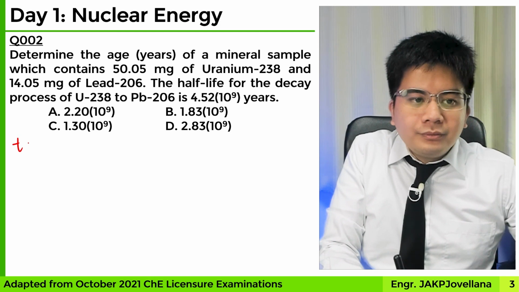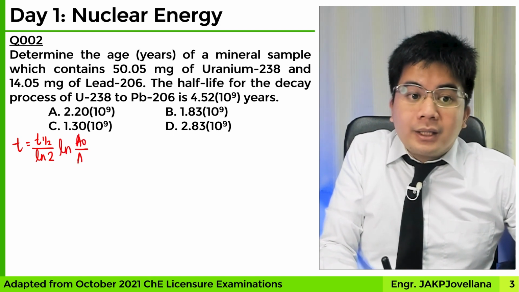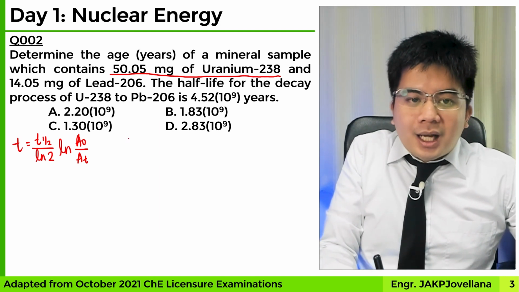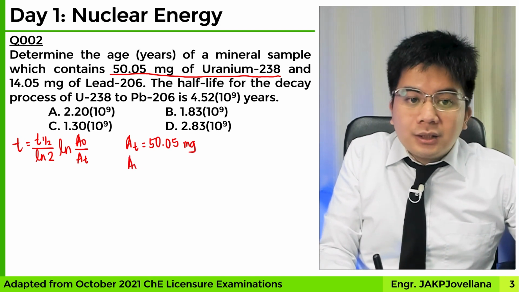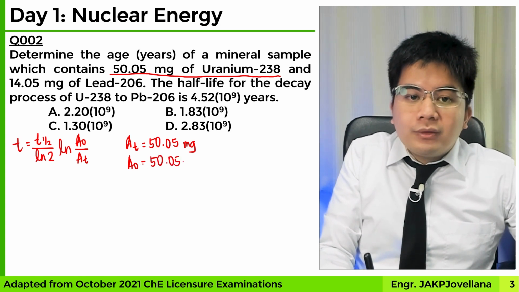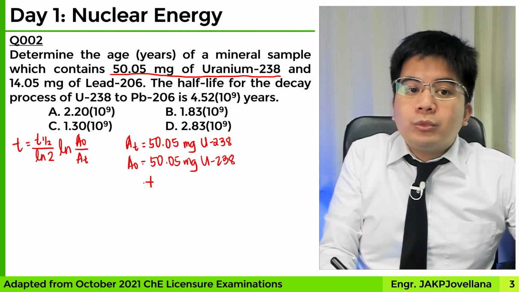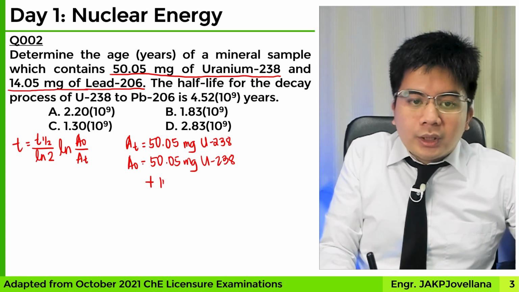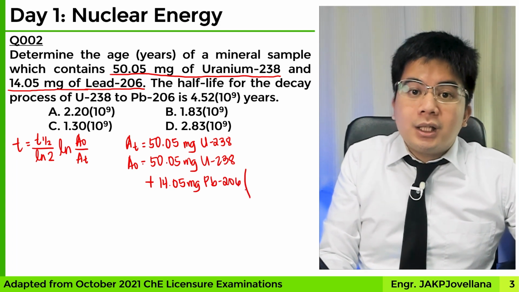You're given T is equal to half-life, T 1/2, over ln of 2 times ln of A0 over AT. Currently, we have 50.05 milligrams of uranium, so we can set that as our A of T. A of T is 50.05 milligrams of uranium-238. But originally, A0 contains 50.05 milligrams of uranium-238 plus the original uranium-238 that decayed into lead-206. So we are given 14.05 milligrams of lead-206, and we need to scale it up to the original uranium-238.